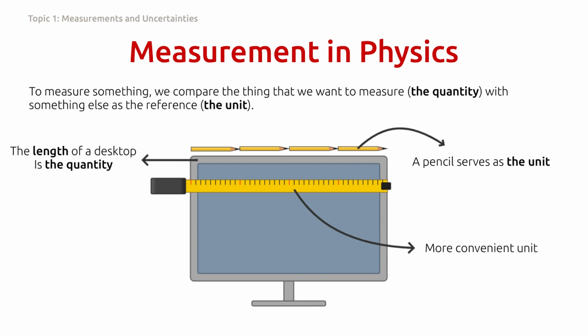A more convenient way of doing this is by using a ruler. The ruler has a scale of centimeter or millimeter that can be used as the unit of measurement. The idea is that this type of reference could be duplicated easily so that it can be used by other people in different locations.